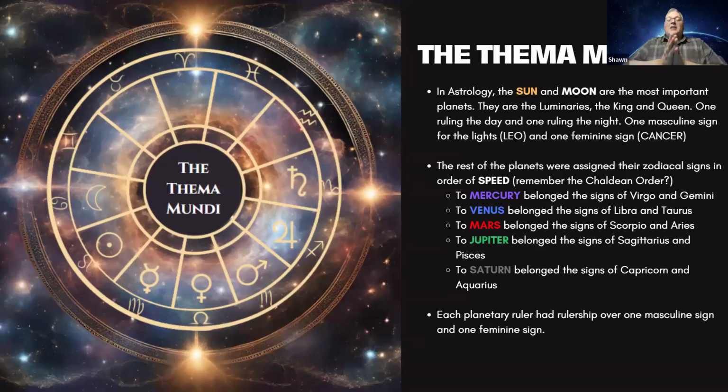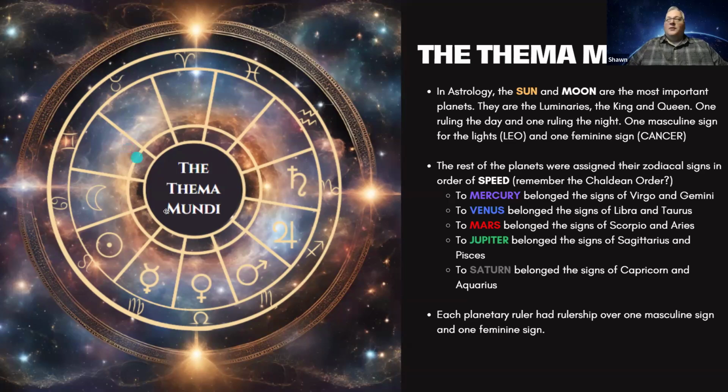Planetary speed. So if we remember back to the Chaldean order and the speed of the planets, all of a sudden things are sinking into place. Let's start with Mercury. So here we have the sun and the moon. The next fastest planet was Mercury. Mercury ruled Virgo and Gemini. So we have the next two signs adjacent to the sun and moon belong to Mercury.